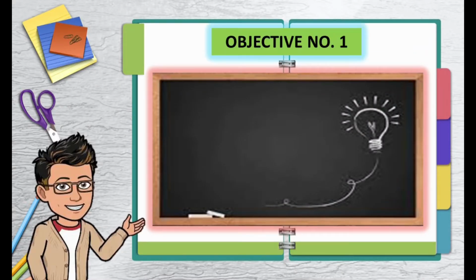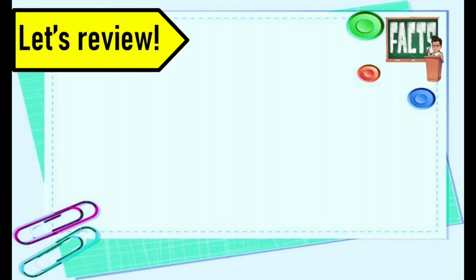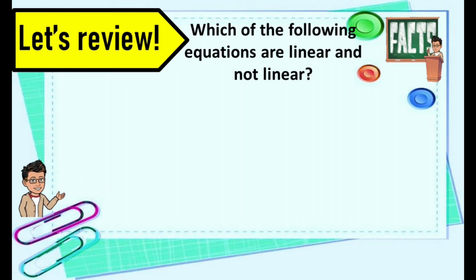Beginning with our objective number 1: identify and illustrate quadratic equations. To start with, let us begin with a short review by asking you the question, which of the following equations are linear and not linear? So during your grade 8 years, you have discussed all about linear equations. So let us see if you still remember those concepts.